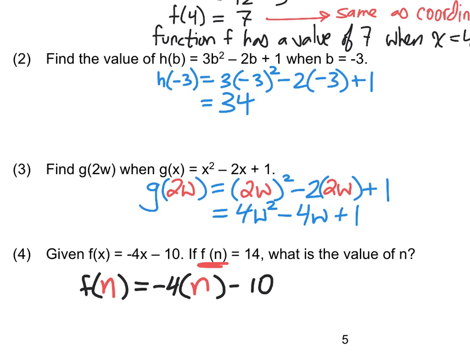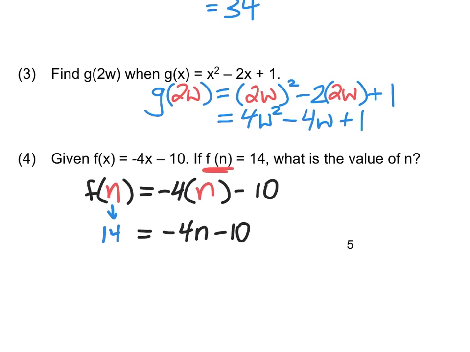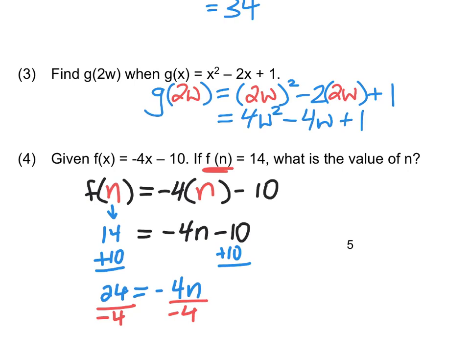And they're telling us that f of n is equal to 14. So this value here, f of n, is 14. The right-hand side is negative 4n minus 10. They're asking for the value of n, so I just have to solve this equation. All right, so I'm just going to add to both sides, and then divide. So we're looking at n equals negative 6.